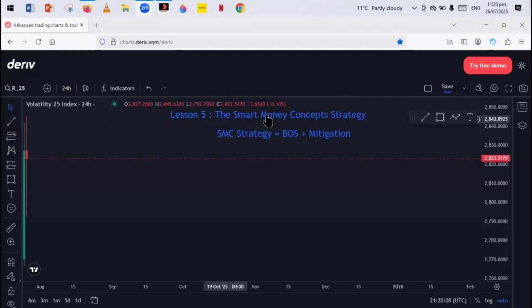So the SMC strategy is basically the break of structure plus mitigation, meaning price will always go back to tap into the origin point of interest or order block that caused the break of structure.